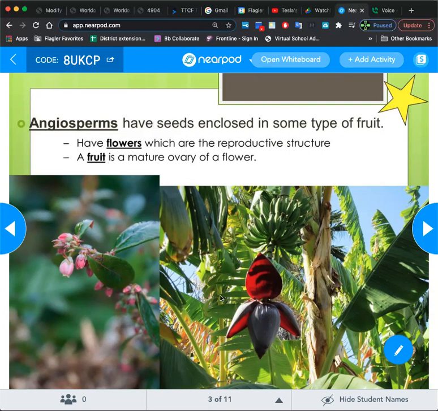And then these are some examples. So pretty much any type of flower you see, it's going to turn into some sort of fruit. Doesn't mean it's something edible, but it will turn into some sort of fruit. So for example, these are blueberries. The one right here would be bananas.